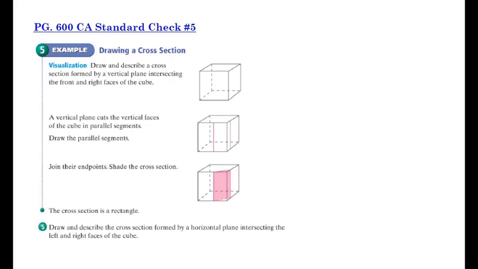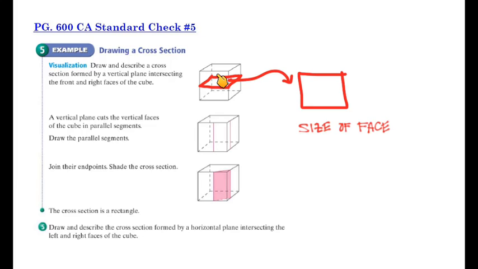And then our last one is we're drawing a horizontal plane through the left and right faces of a cube, which means it looks like that, which is just a square, and it would be the size of one of our faces. You can imagine that this comes straight down and it works right there.